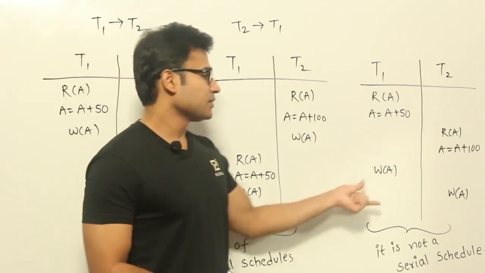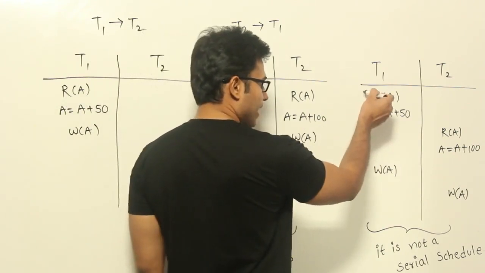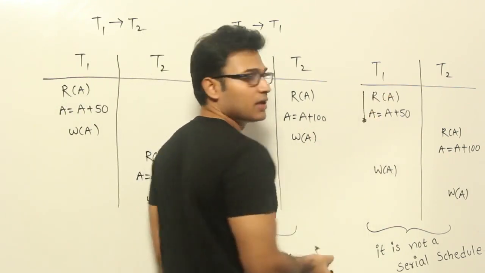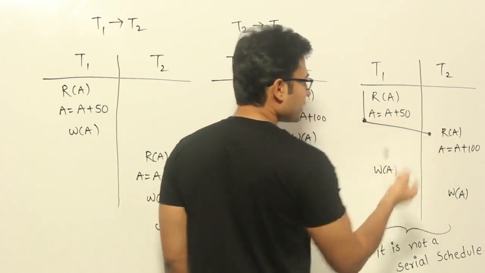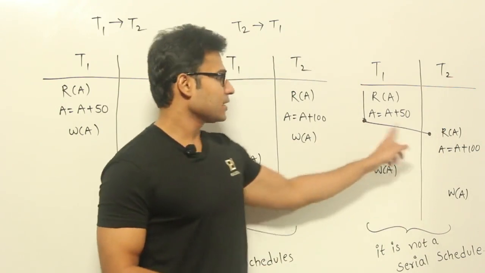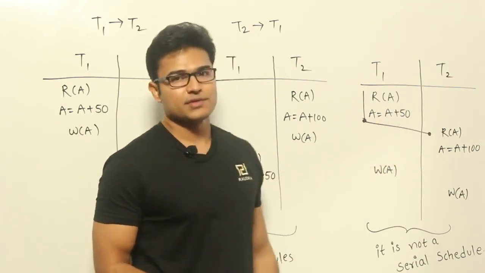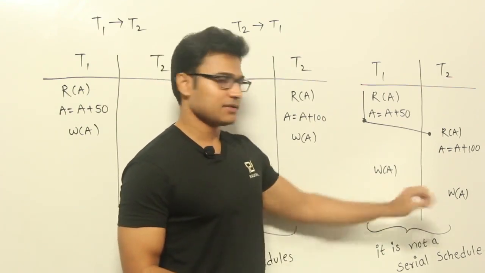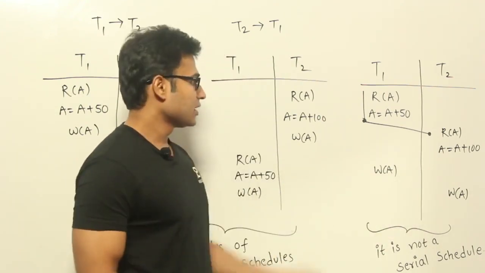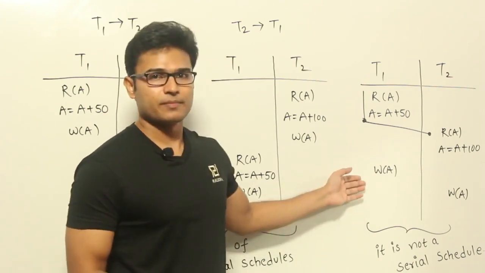Now what about a non-serial schedule? See this, you have started T1 and executed till this point, and then you go to T2 without completing it. So there is interleaving. Whenever you have such interleaving, it is called non-serial. And in this case, this non-serial schedule is going to be inconsistent. If you observe it, it is going to be a lost update problem, isn't it?